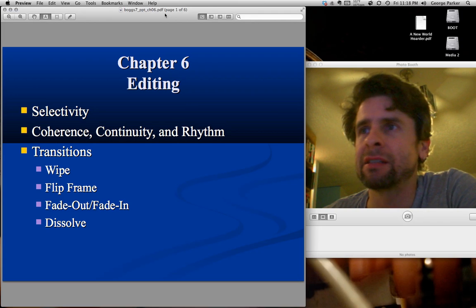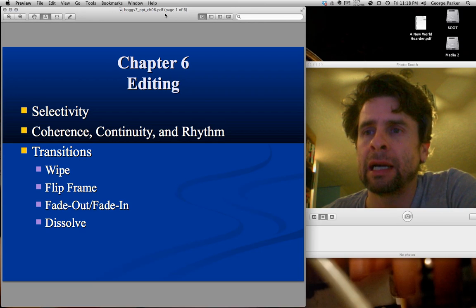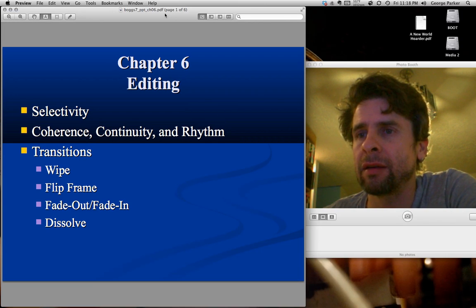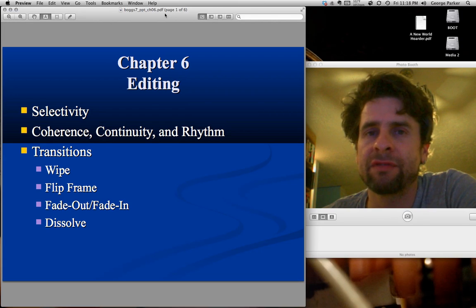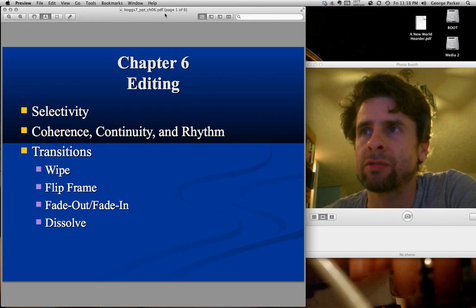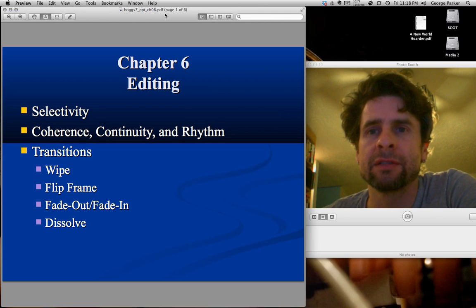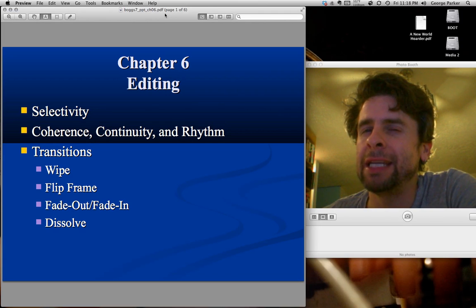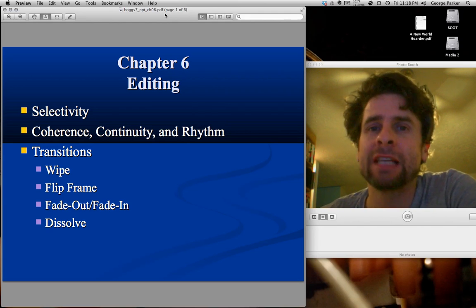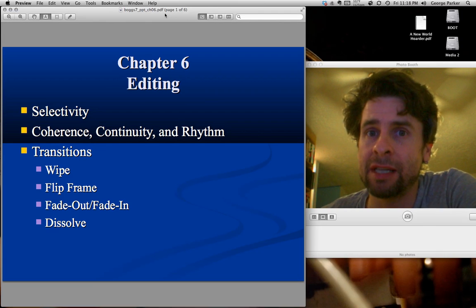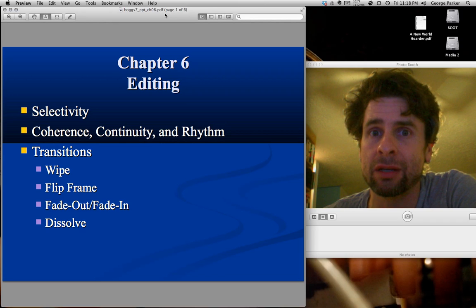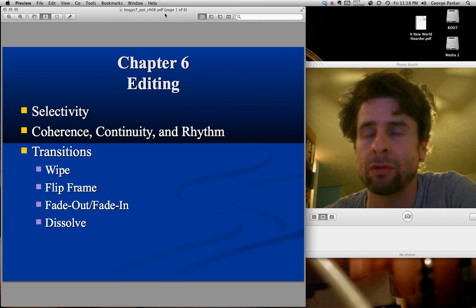He lists wipes and flip frames, and the star wipe is one of my favorites. It's quite a profound transition, and the dissolve or the crossfade is something we see a lot as well. So look at the transitions. And this is typically between scenes, but sometimes you'll see editors putting somewhat non-standard transitions in the middle of a scene, and you've got to figure out, well, why did the editor do that? Or how is that contributing to my understanding of the story?